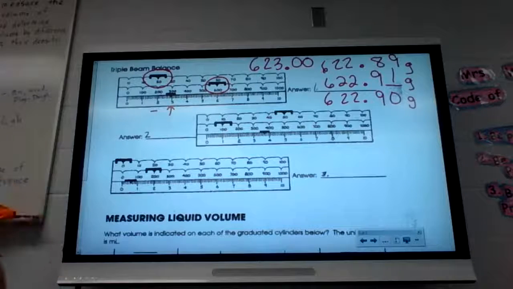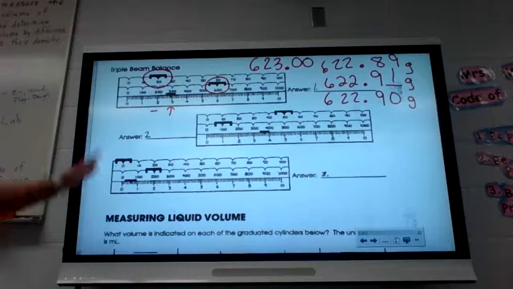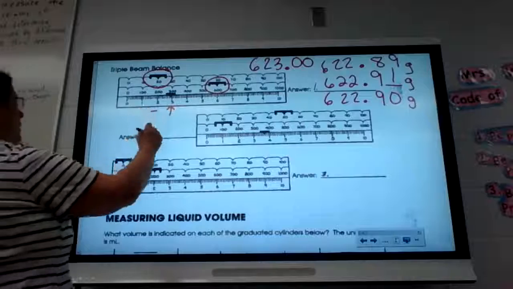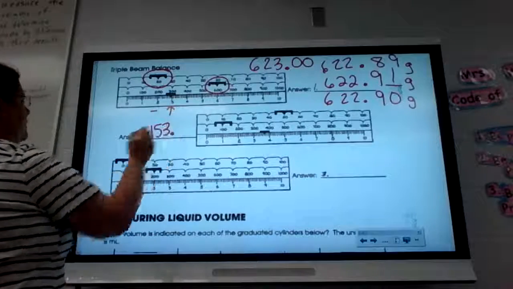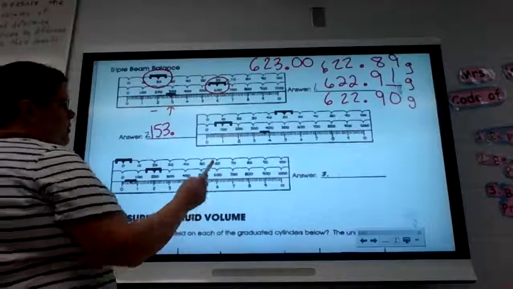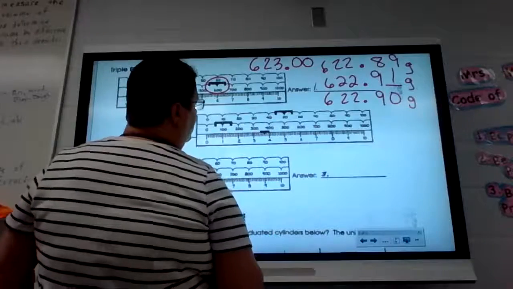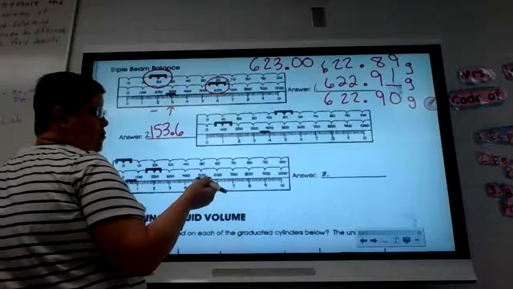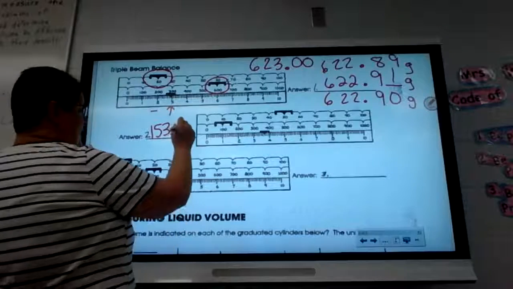Now, the other 2 are much easier to read. They're much clearer. That one I think is terrible. All right, number 2. What do you have there? 153 point. All right. What do you think that looks like? I hear a 6. And Franco said it didn't look like it was quite at the 7, so he said 6, and his guess was a 9.